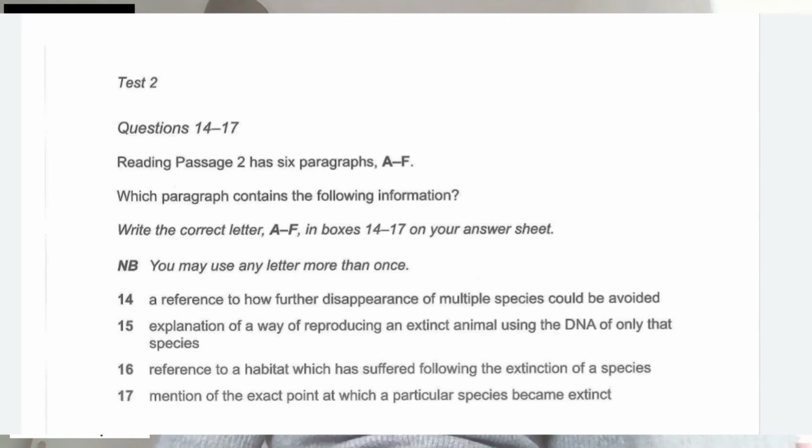Question 17: mention of the exact point at which a particular species became extinct. There's nothing like that. Now, don't forget, I'm saying 16 again. I've already picked an answer for 16. I picked B for 16 because in B, I saw that when the Tasmanian tiger disappeared, there was a problem. But the problem was more like the spread of a disease. They talk about it in paragraph B.